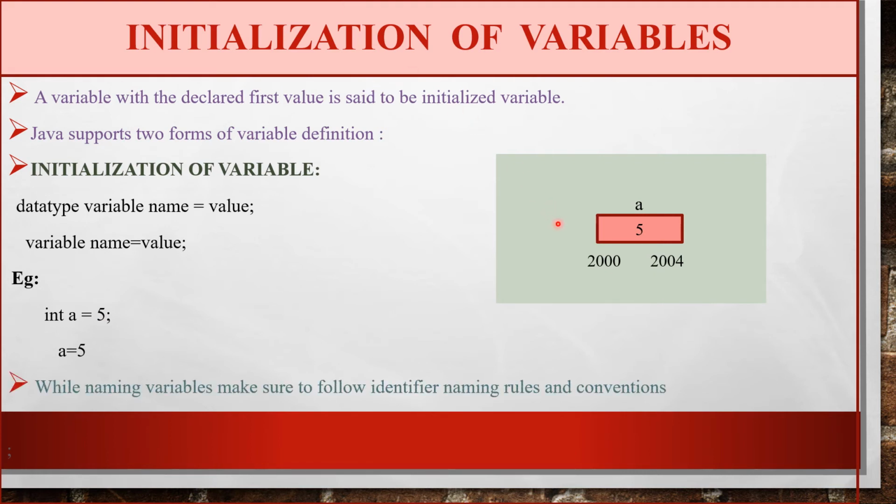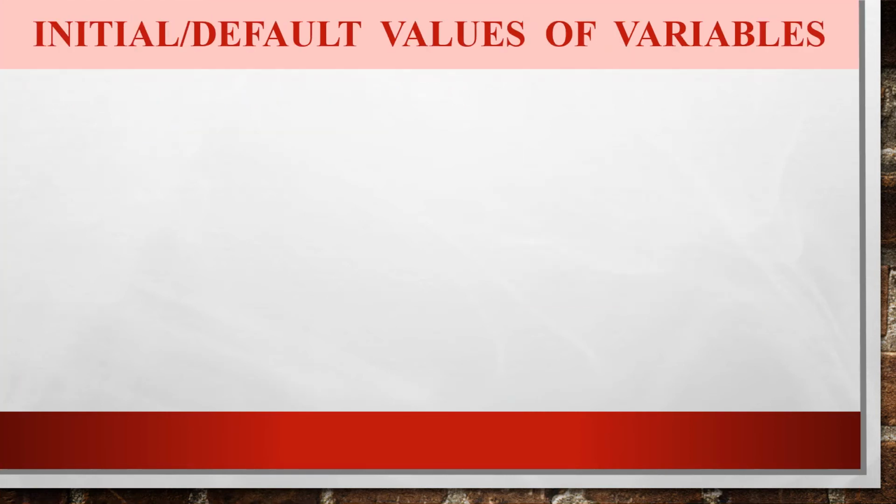While naming variables, make sure to follow identifier naming rules and conventions because variables are the identifiers. I have discussed a lot about default value of the variable, and even we have seen in one of the example that the default value of integer data type is 0. What about the default values of other data types?